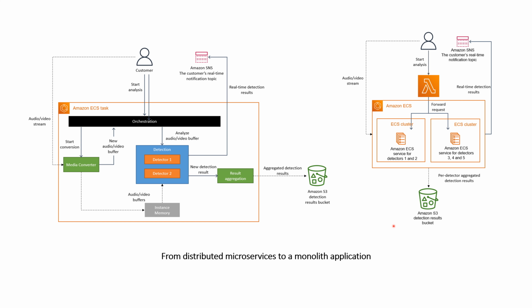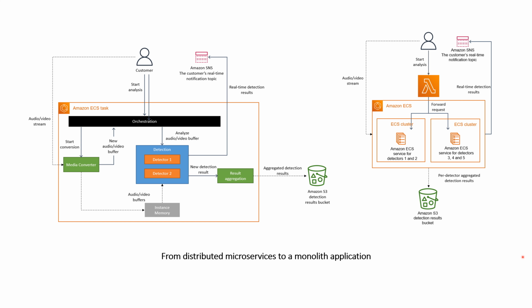Conceptually, the high-level architecture remained the same. They still have exactly the same components as they had in the initial design: media conversion, detectors, and the orchestration. This allowed them to reuse a lot of code and quickly migrate to the new architecture.